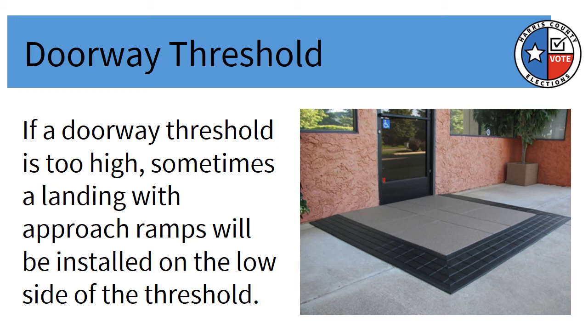If a doorway threshold is too high, a landing with approach ramps may be installed by the contractor on the low side of the threshold. If the landing does not provide ample maneuvering clearance, the checklist will direct the judge to prop the door open.